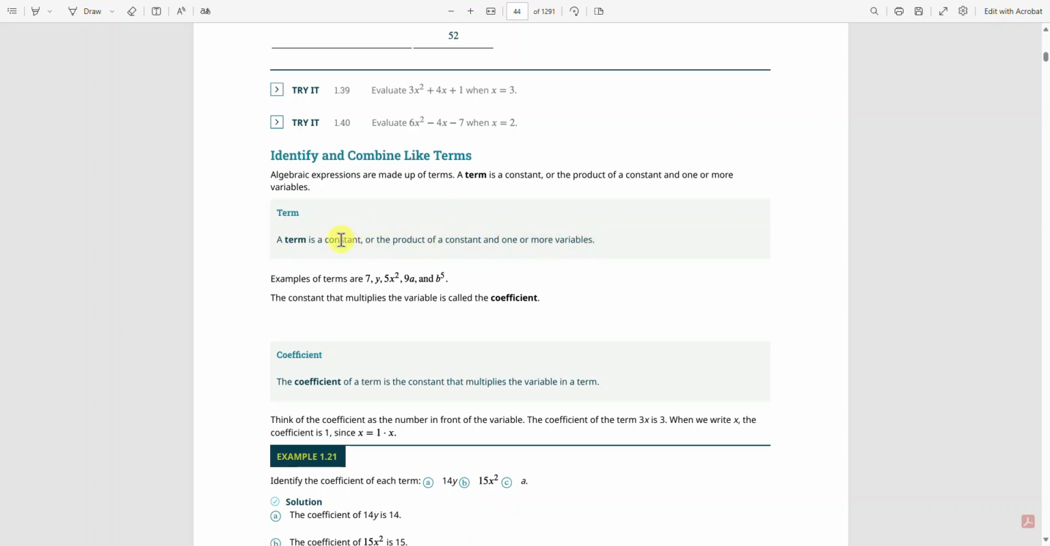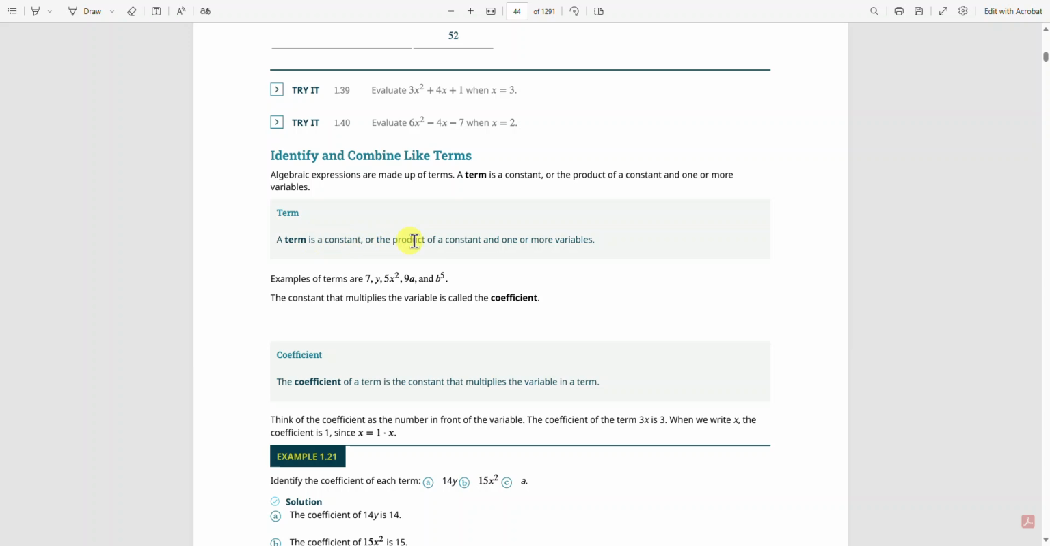A constant is a quantity that doesn't change. A product is the result of multiplication. And a variable is a quantity that can change. So if I look at 7, that's a constant. So a term is a constant. So 7 is a constant. It's a term. Y is a variable. 5 times x squared is the product of a constant multiplied by a variable multiplied by itself. 9a is the product of a constant and a variable. B to the 5th power is the product of a variable multiplied 5 times.